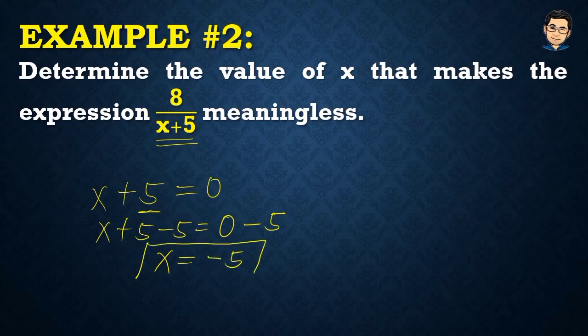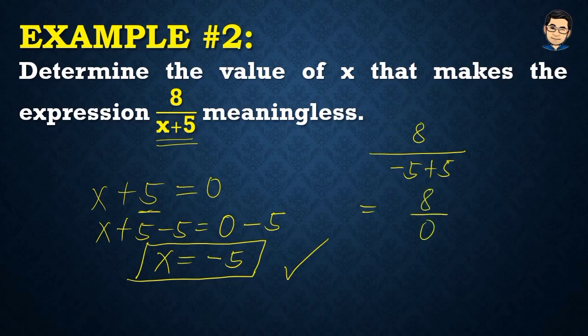So, yung hinahanap natin na value ng x na magiging meaningless yung given expression, that is negative 5. So, to check, 8 all over the value of x, negative 5, plus 5. So, if we add negative 5 and 5, that is 0. So, 8 over 0, this is undefined.